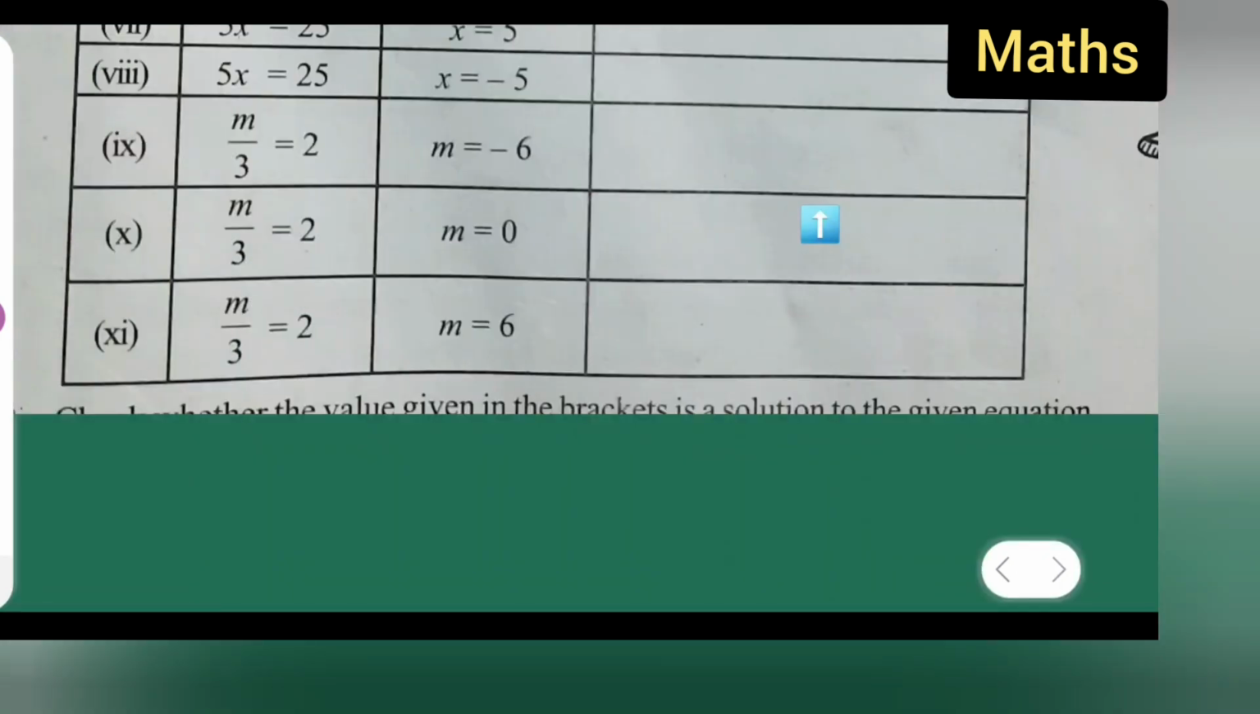Next, let us see the 8th one. 5x is equal to 25. So here the value is minus 5. But actually you should get positive 5. So it is not satisfying. So no.